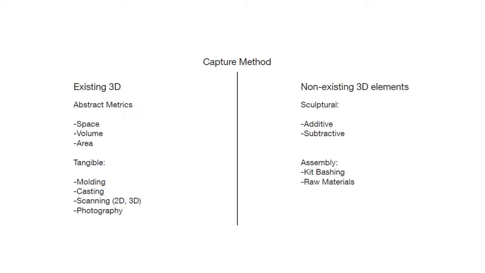With existing 3D elements, you can use abstract metrics such as space, volume, and area, or you can use more tangible ways of capturing, such as molding, casting, scanning in 2D and 3D, and then photography. For things that don't already exist, you'll need to either sculpt it or assemble it. Let's look at how you might go about capturing and learning about both existing and non-existing geometry and apply those learnings back into 3D space.